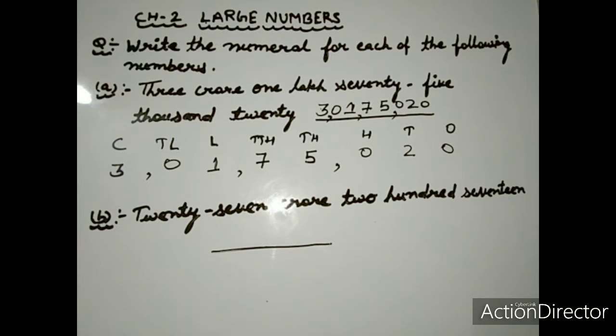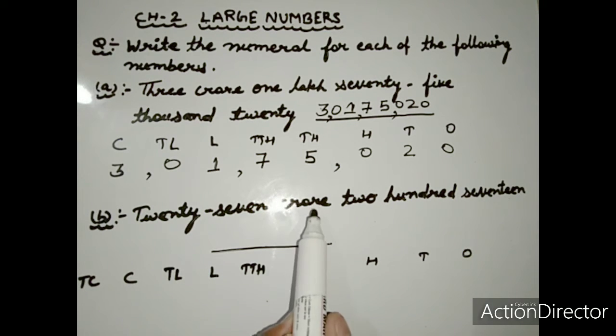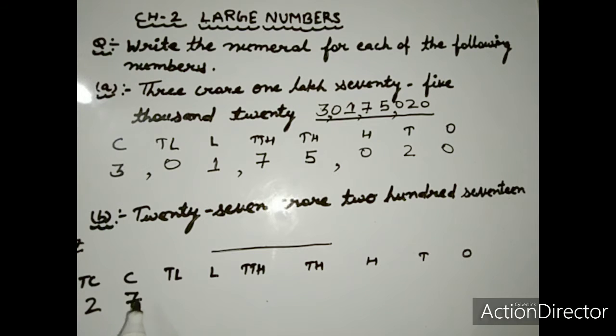Now we solve the second part of this question: 27 crore 217. Here we write the place value chart: ones, tens, hundred, thousand, 10,000, lakh, 10 lakh, crore and 10 crore. We start from this place. 27 crore, so the number is 27: 2 in the 10 crore place and 7 in the crore place. So here we write 2 and 7.